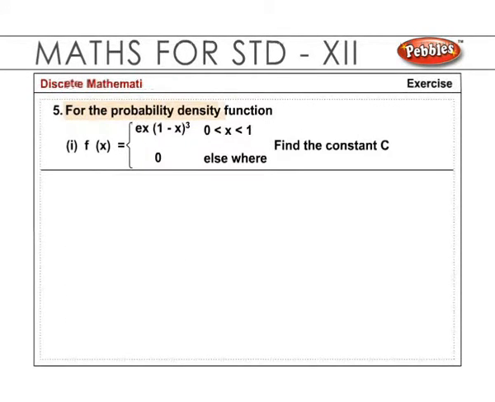Find the probability density function f(x) = c x (1 − x)³, 0 < x < 1, 0 elsewhere. Find the constant c.